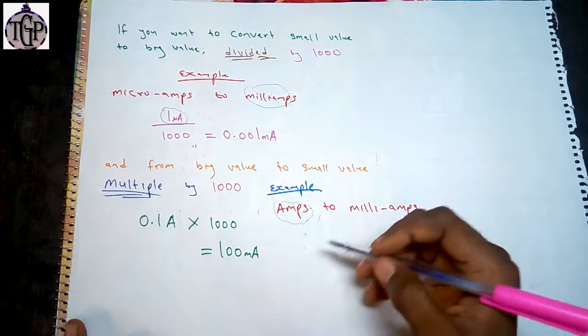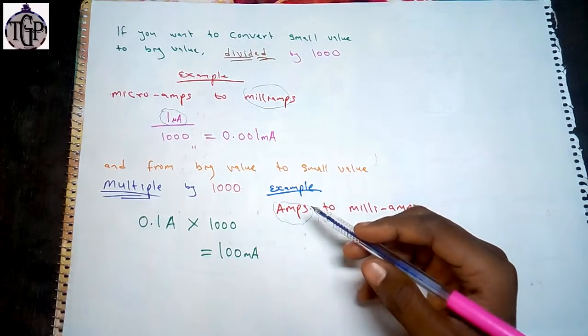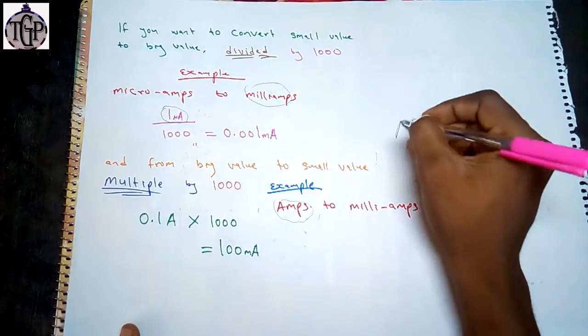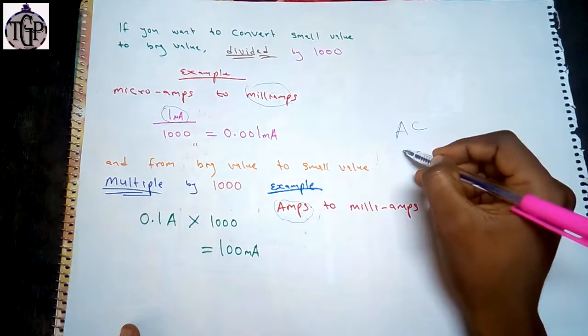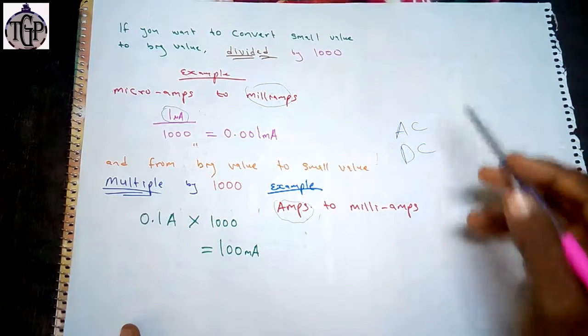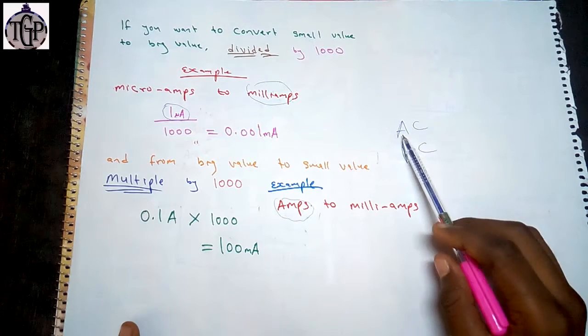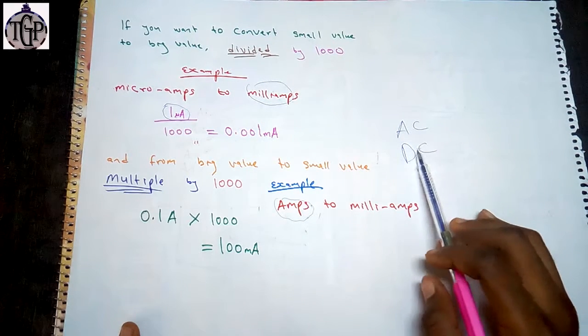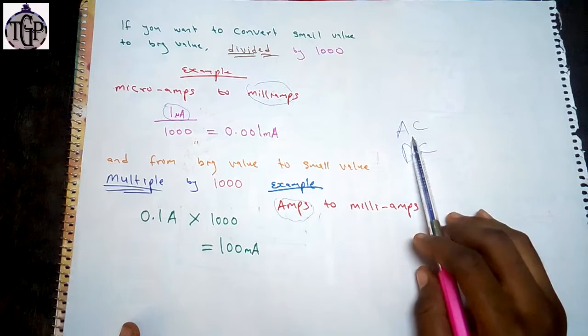Okay, and we have so many types of current. We have two types of current. We have what we call AC current and what we call DC current. But we are going to discuss this AC current and DC current in our future video.